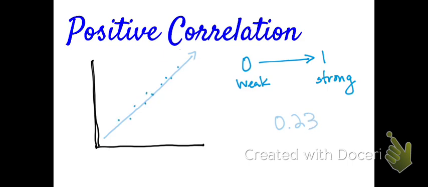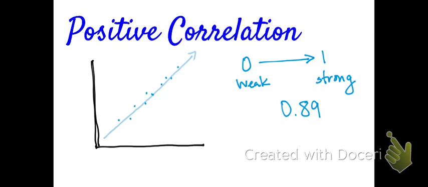Now, if it's strong, the points are going to be closer to that line of best fit. And so it would be positive because it's going up, and stronger, so it's closer to 1. So it might be 0.89.